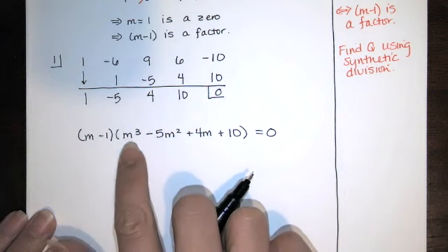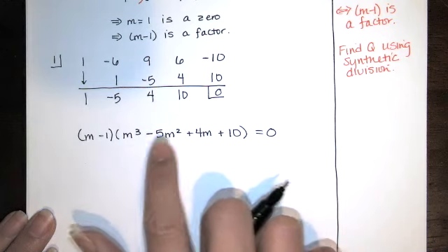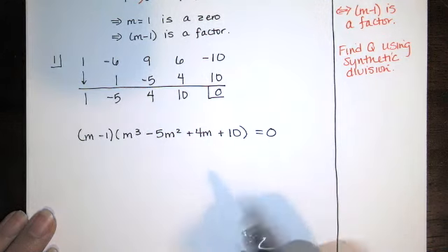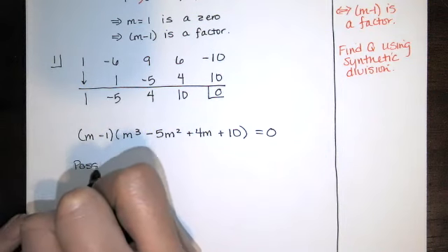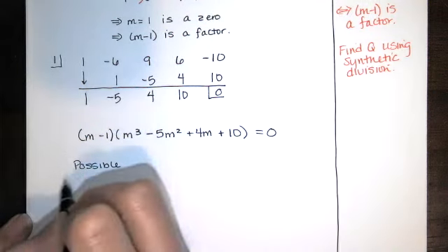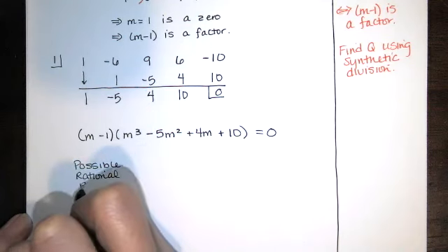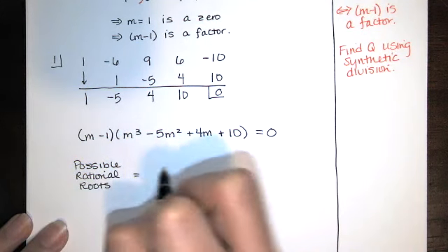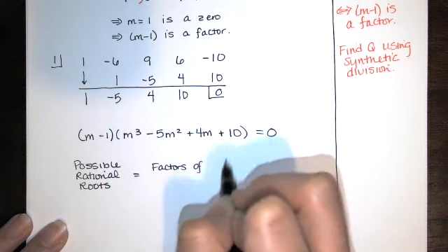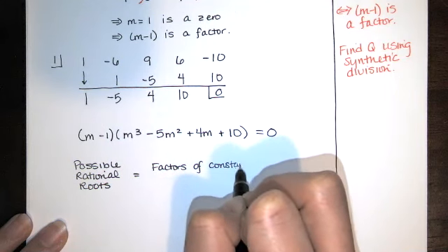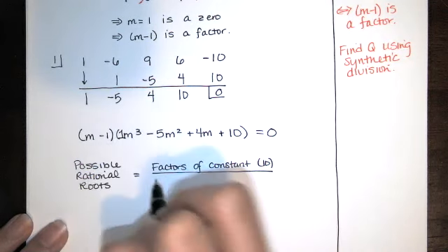If m equals 1, I'll have 1 plus 4, that's 5. 5 minus 5 is 0, plus 10 is 10, not 0. So m equals 1 won't work. Let's list the possible rational roots of this cubic polynomial. So we take the factors of the constant term. In this case, that's 10. And we divide by the factors of the leading coefficient. There's an implied 1 there.